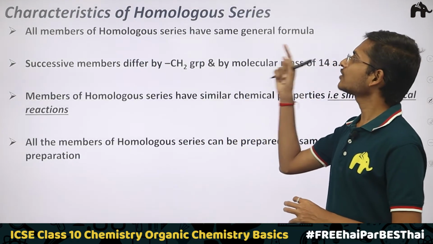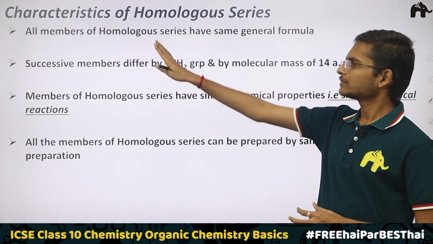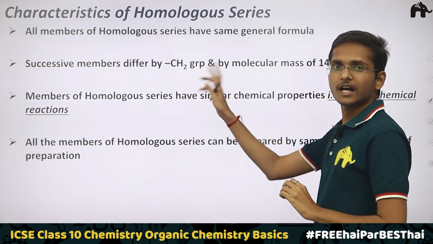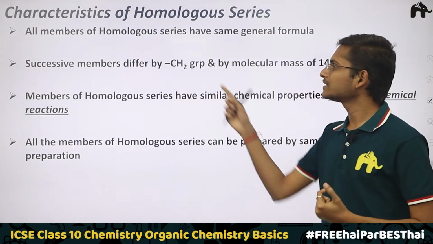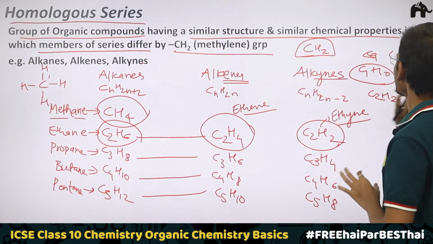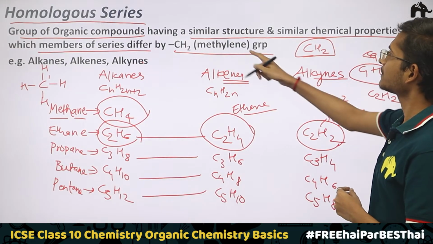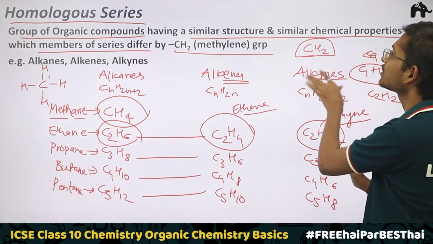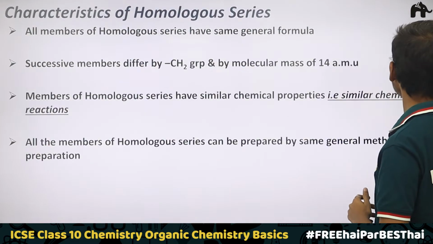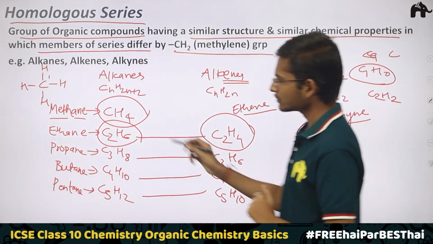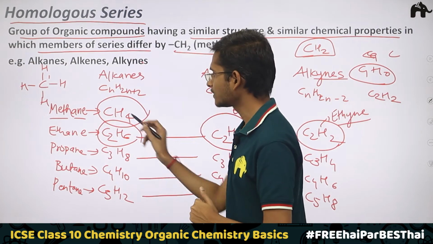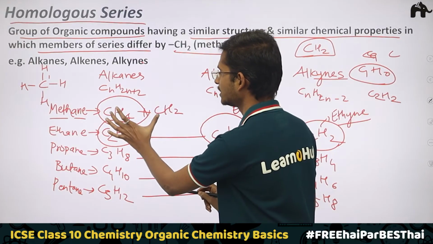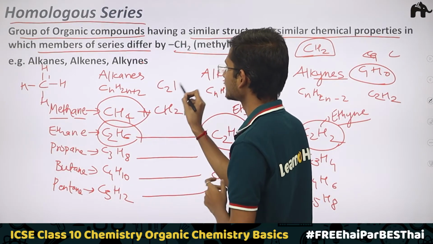Now let's see the characteristics of homologous series. There are 5 characteristics, very simple. Now we would understand how the difference between the successive members is by a CH2 group. Just as we have seen here, the homologous series are groups of organic compounds having similar structure and similar chemical properties, in which the members of the series differ by a CH2 group. So how they differ by a CH2 group, I will tell you here. See, methane and ethane differ by a CH2 group, because when I add CH2, I get ethane's molecular formula, C2H4 plus 2, 6, C2H6.